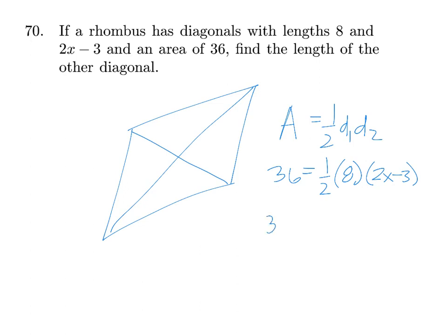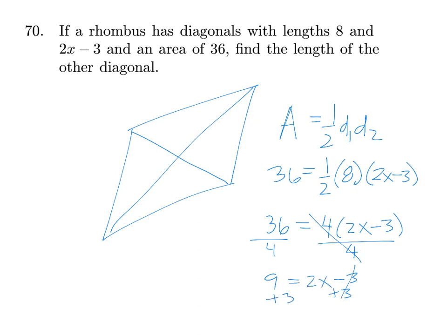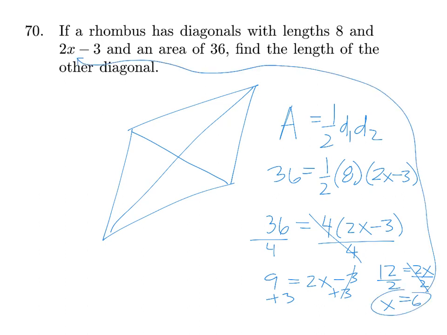So I have 36 equals 4 times 2x minus 3. Divide by 4, I get 9 equals 2x minus 3. Add 3, and I have 12 is equal to 2x. Divide by 2, and x is equal to 6. Take that and plug it in here, and that gives me the length of the other diagonal. So diagonal 2 is equal to 2 times 6 minus 3, so 12 minus 3, which is 9. That's all there is for that one.